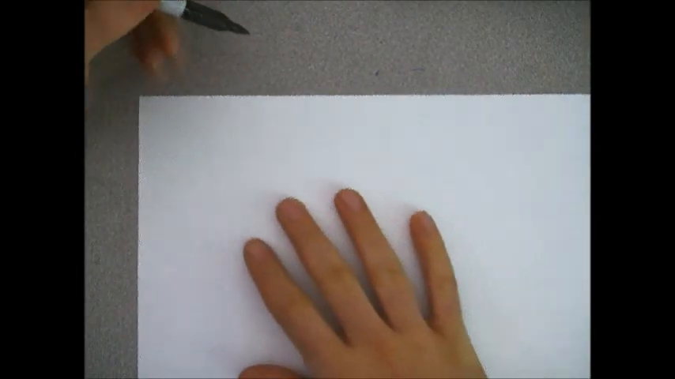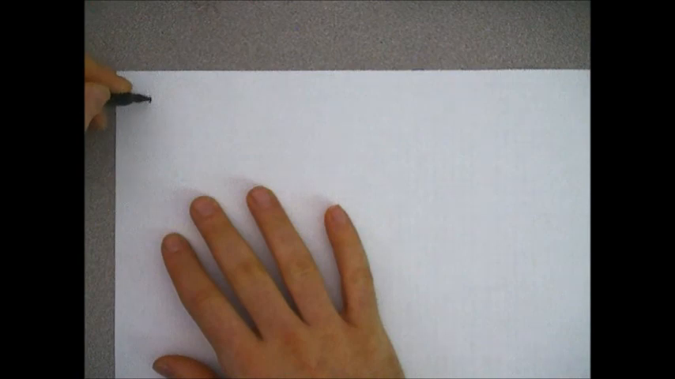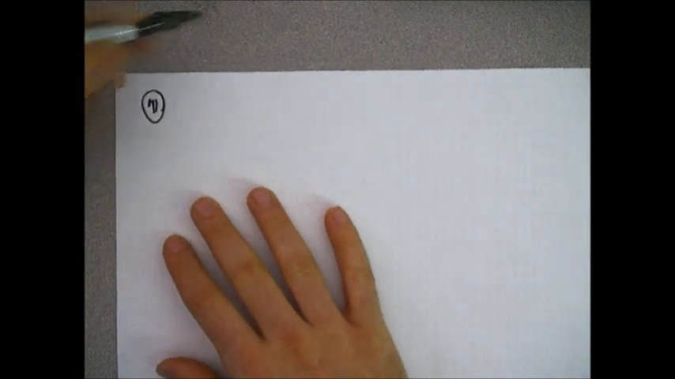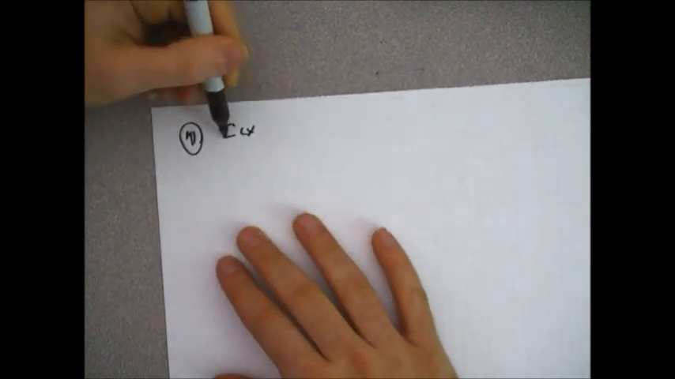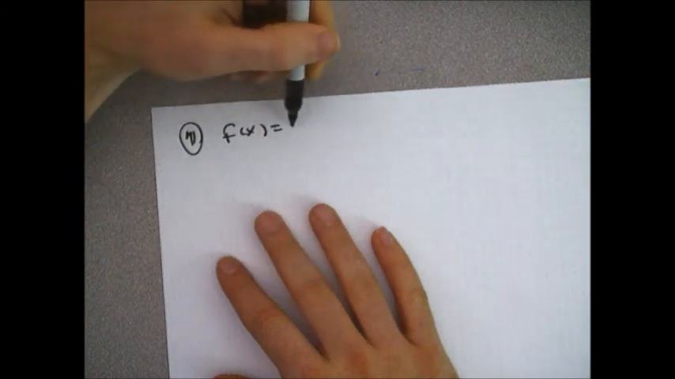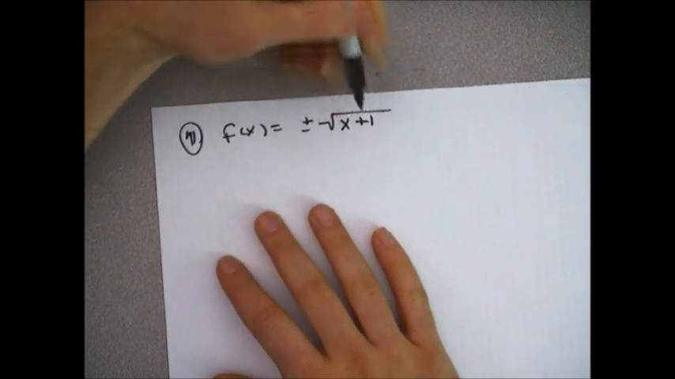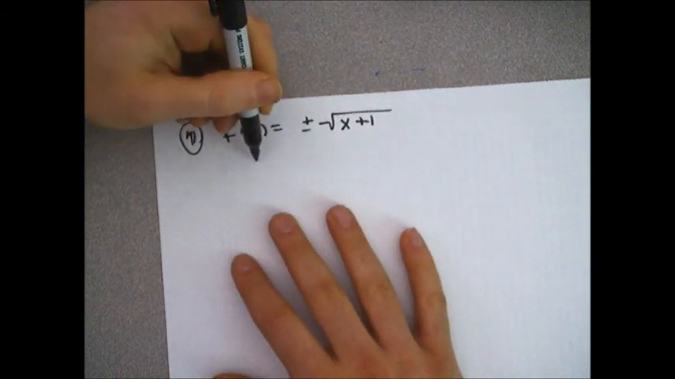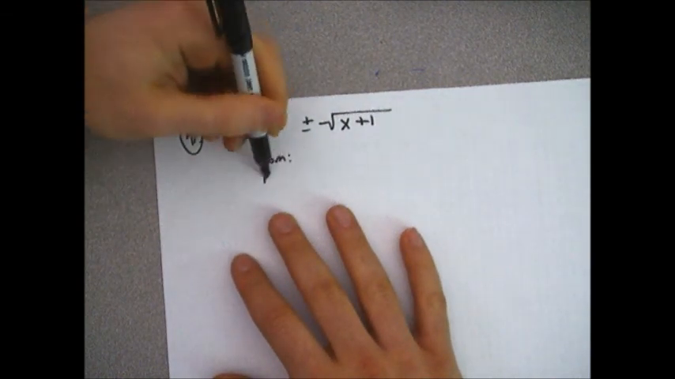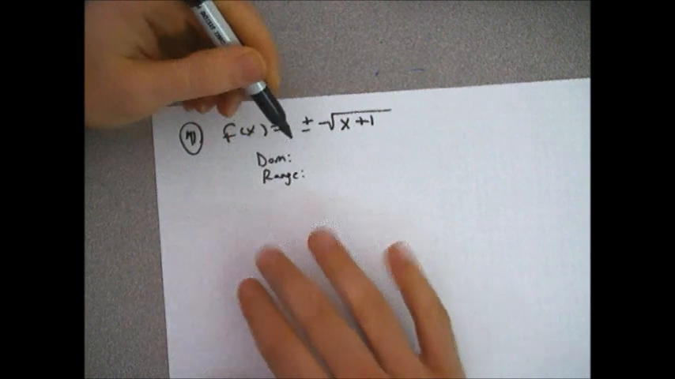All right, 41. So look to 41 in your packet. It says, given f of x is equal to plus or minus the square root of x plus 1. Okay, the first thing they ask for is the domain and the range of this. So what does this look like?